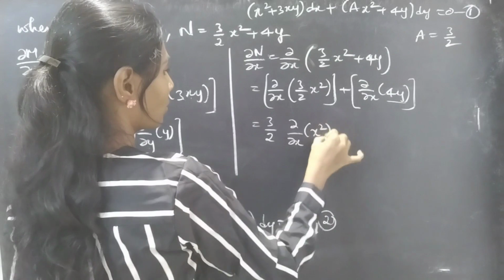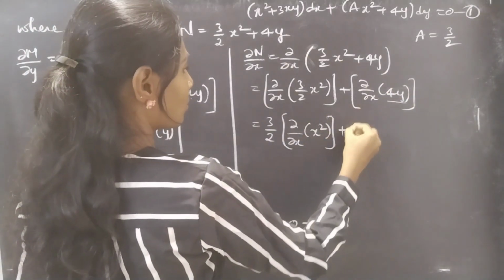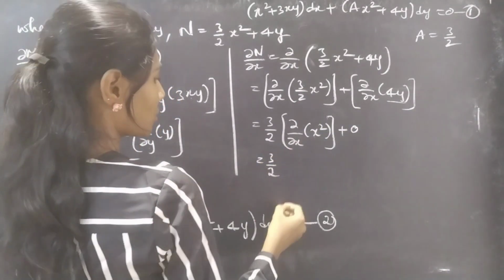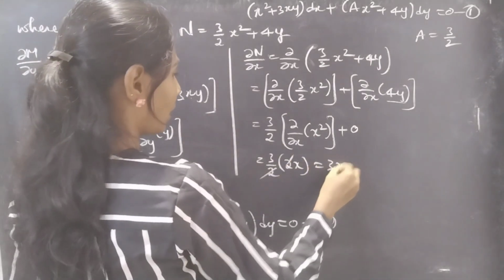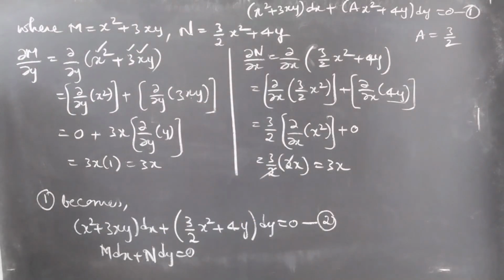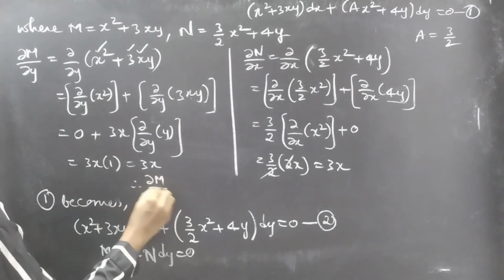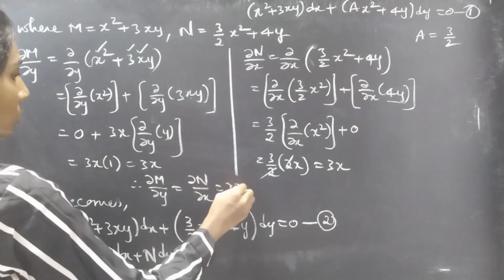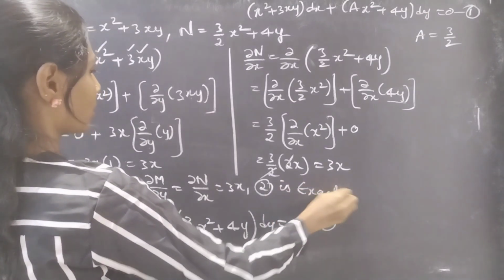partial derivative of x square with respect to x plus partial derivative of a constant with respect to x, which is 0. We'll get 3/2 into the partial derivative of x square with respect to x, which is 2x, where 2 gets cancelled and we'll get 3x. So by observing these two, we can say that partial derivative of M with respect to y equals partial derivative of N with respect to x, equal to 3x. This shows that equation 2 is exact, right?